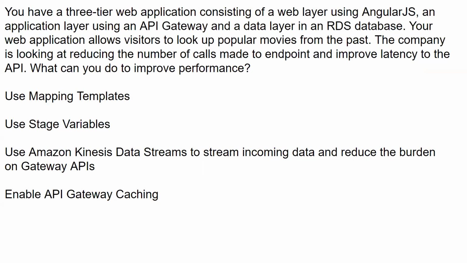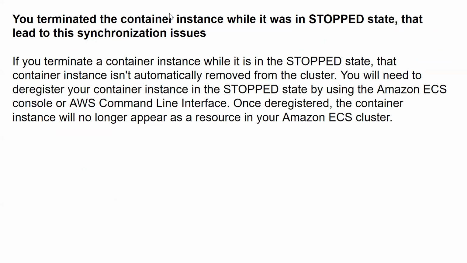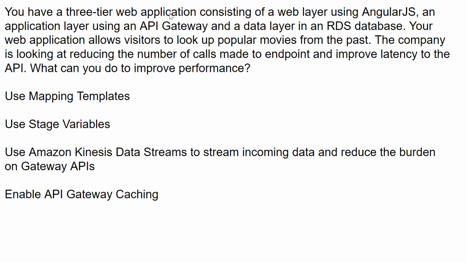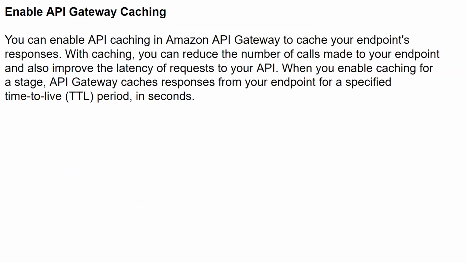Use mapping templates, use stage variables, use Amazon Kinesis Data Streams to stream incoming data and reduce the burden on gateway APIs. Enable API Gateway caching.